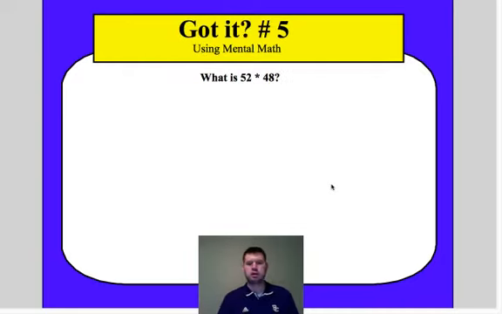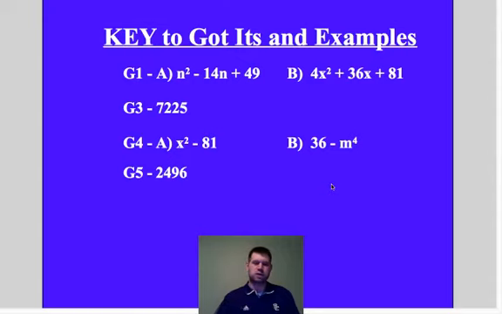Okay, so go ahead and give it a shot. If you're having trouble figuring out what that first number should be to add and subtract, try starting somewhere in between. Okay, so I see 52 and 48. Find that number in between that if I add or subtract from it, I'll get those two numbers. Okay, so there are your answers to the got it's and the examples. You can go through and check your work on those.